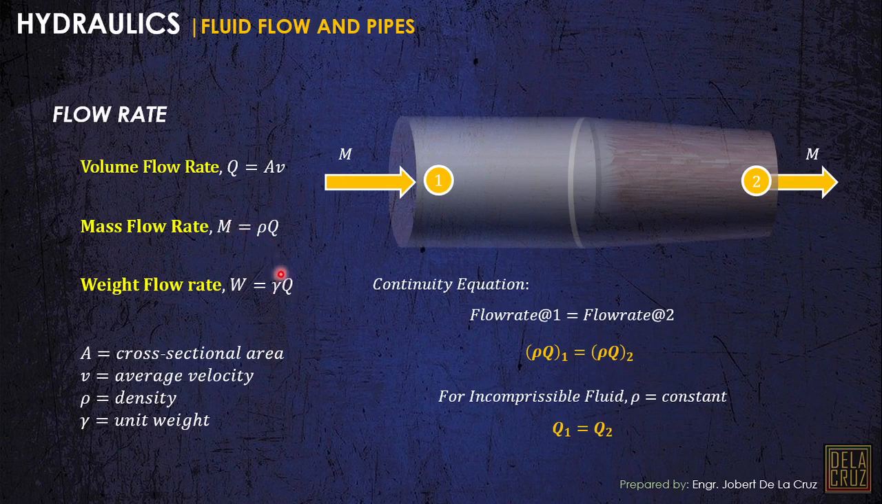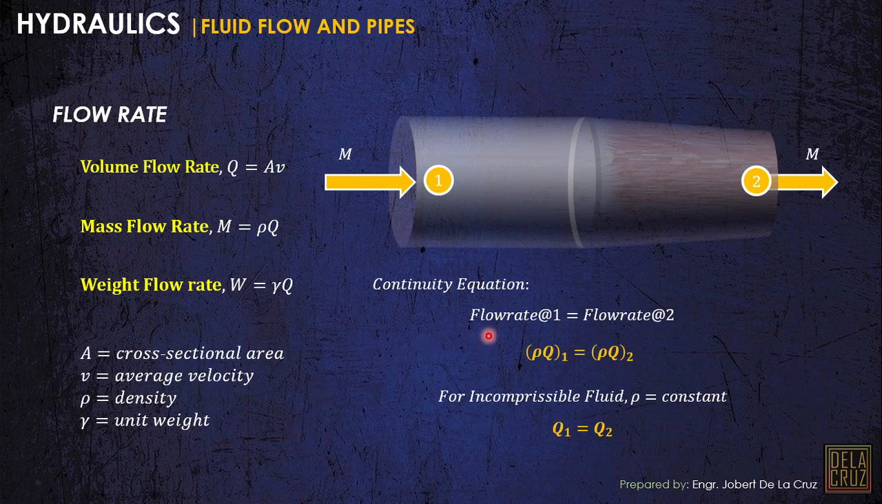So basically, yung weight natin, we can express that as mass flow rate times gravity, because the relationship between unit weight and density is that unit weight equals density times gravity. Alright, so ito yung mga terminologies natin. A is the cross-sectional area, V is the average velocity, rho is the density, gamma is the unit weight.